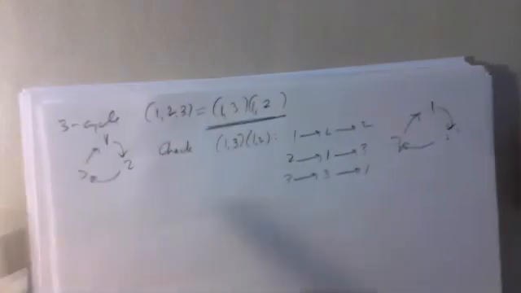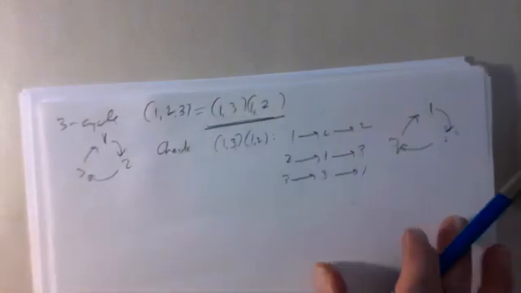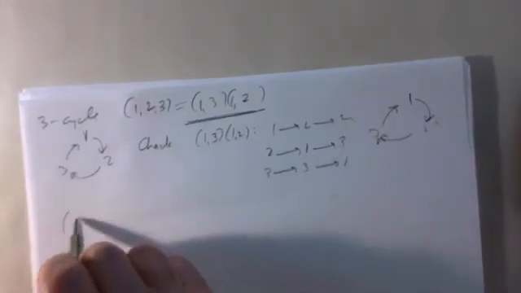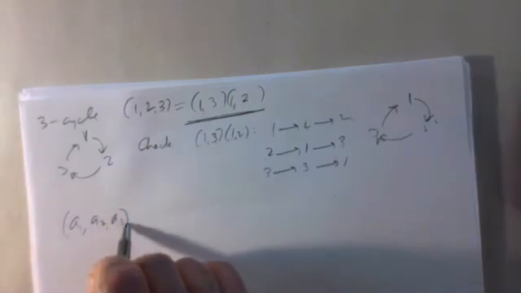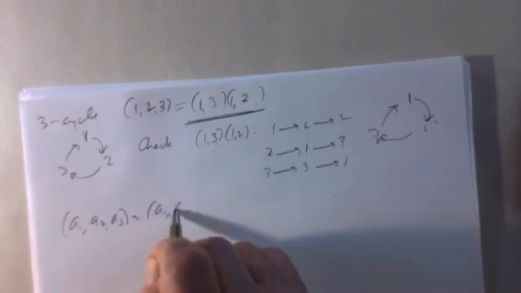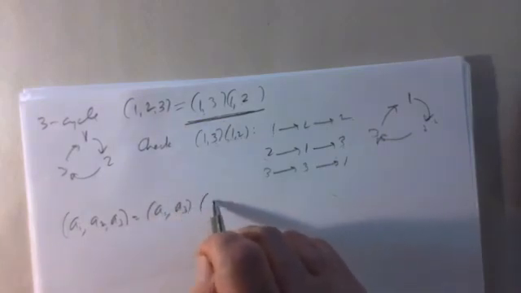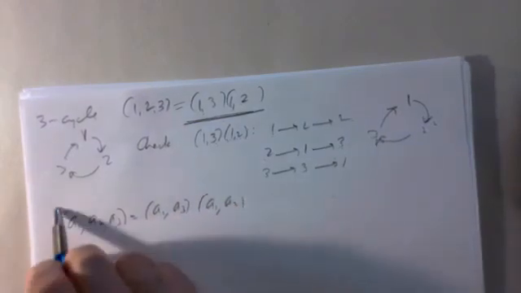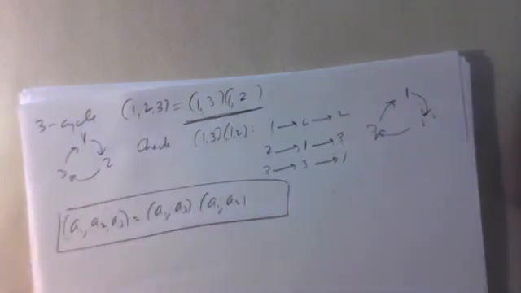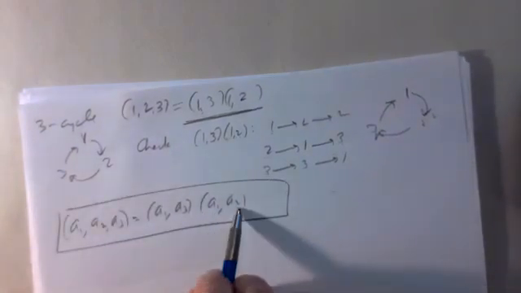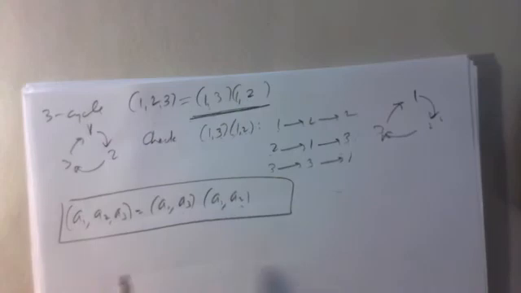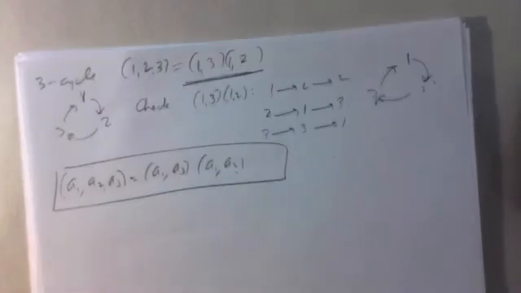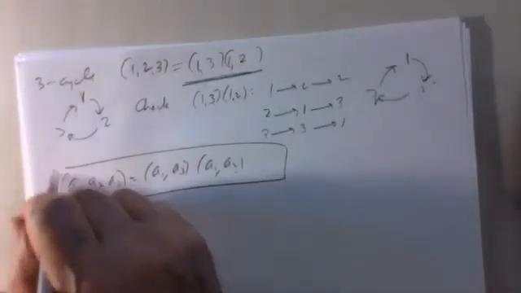And there's nothing special about the numbers 1, 2, and 3. If I had a 3 cycle (A1, A2, A3), I could write this as (A1, A3)(A1, A2). This sends A1 to A2, A2 to A1 to A3, A3 to A1. Yep. So this is a true identity.